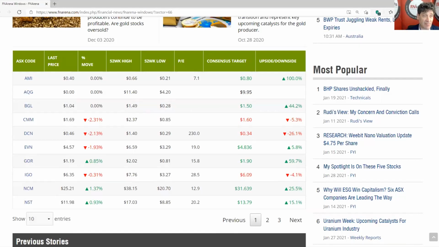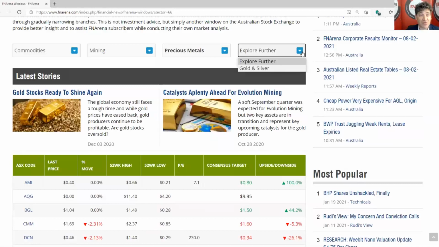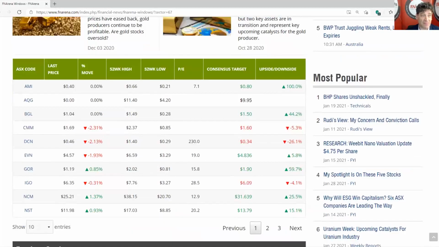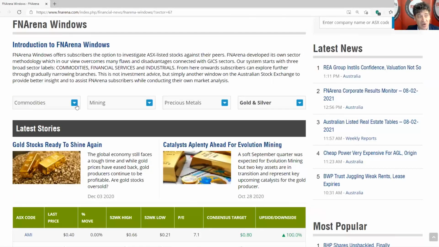I'm not so sure what happens after precious metals, but let's have a look. Well, then of course there's only one. I guess we have a few more precious metals, but when you really want to make sure that you have gold and silver, then you choose gold and silver, and you can go back here to financial services or to industrials if you want.